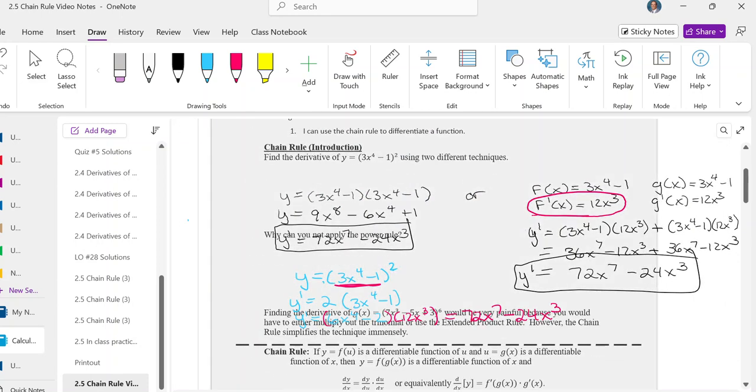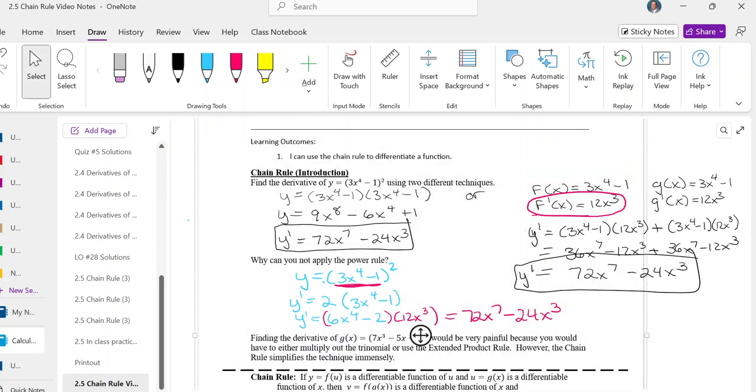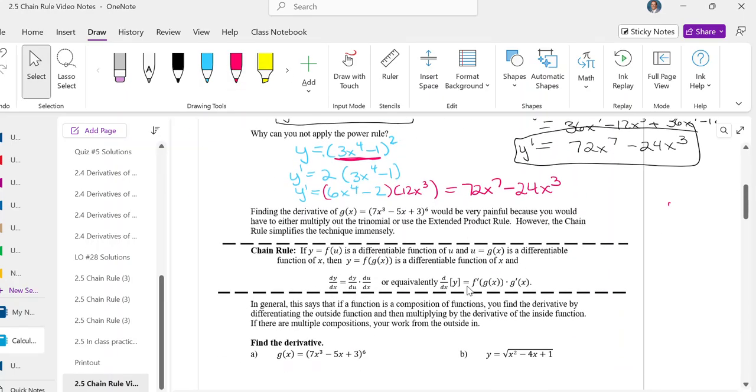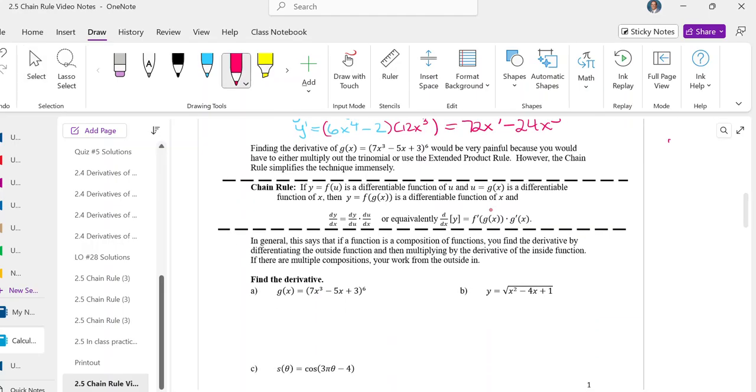So what it means is that in order to apply the power rule, you must do the power rule times the derivative of the inner function. What this is saying is that when you have a combination of two functions, an inner function and an outer function, you take the derivative of the combination times the derivative of the inner function.